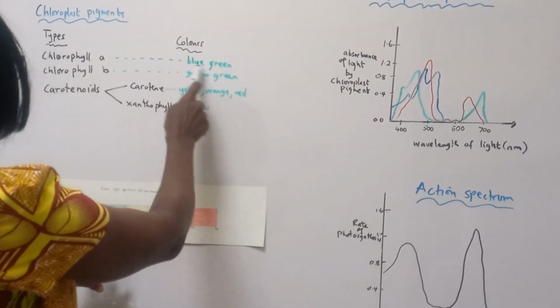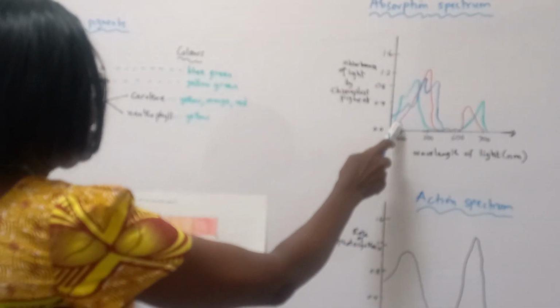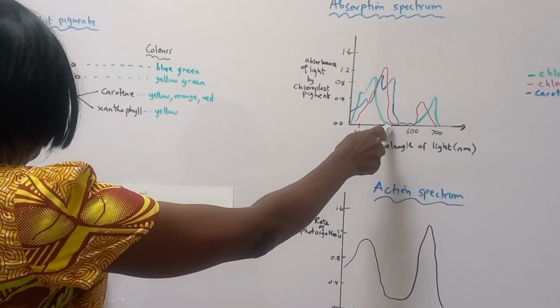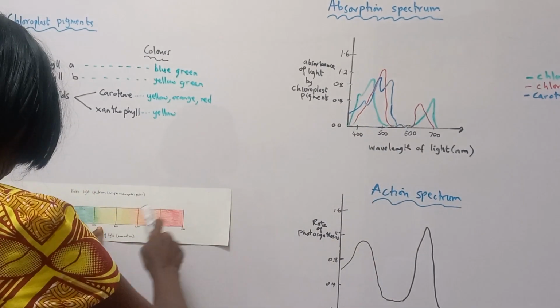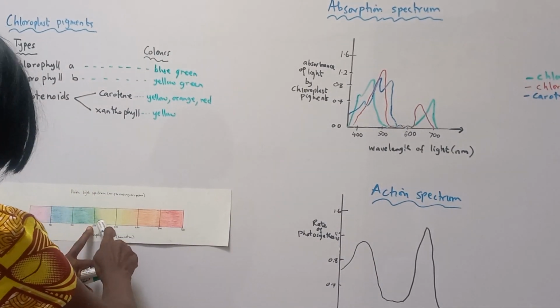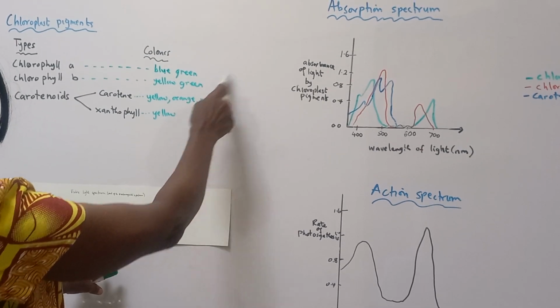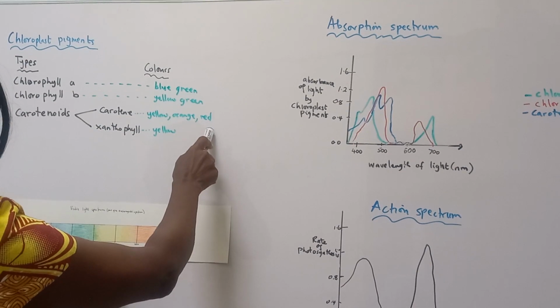That is why it looks blue-green. That's chlorophyll A. Look at chlorophyll B. It absorbs so much around here, 400 to 500 plus, and it's not absorbing between 550 and 600. You have yellow-green, which it reflects. So the absorption spectrum matches with the colors of the pigments.